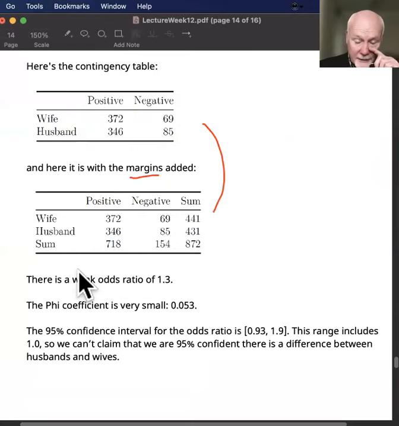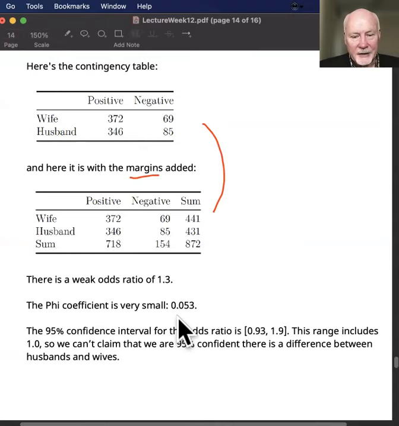We calculate an odds ratio of 1.3. The odds ratio is calculated by multiplying those two numbers and dividing them by those two numbers. What this is saying is that the odds of a wife giving a positive response are 1.3 times greater than the odds of a husband. 1.3 is not regarded as a very big odds ratio. It's not something to get terribly excited about.